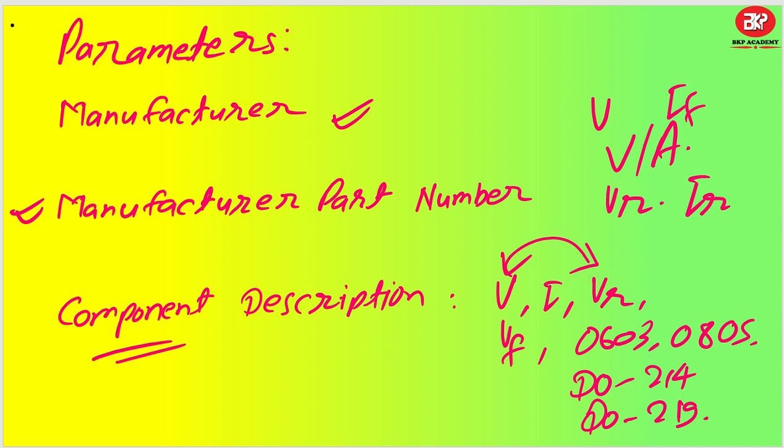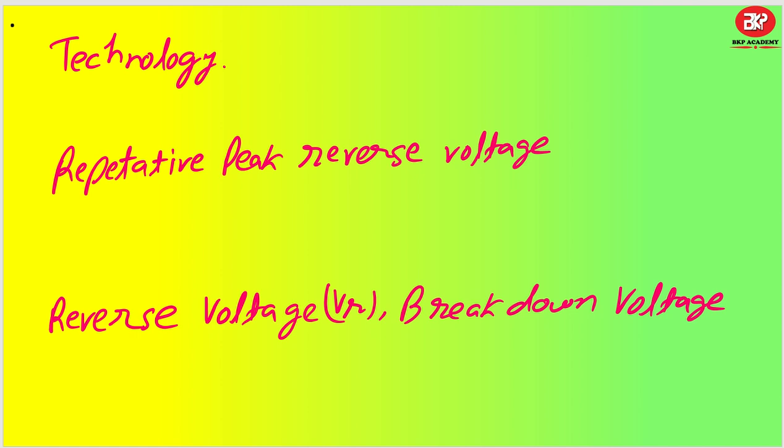Now the next parameter: we have already understood manufacturers, manufacturer part number, and component description. Then we'll talk about technology. As I was telling you, technology is nothing but whether it is a simple diode, which is going to be a fast switching diode or a standard diode, or it can be a Zener diode, ESD diode, or a Schottky diode. We will understand each one of them separately. Right now we are talking about a standard diode.